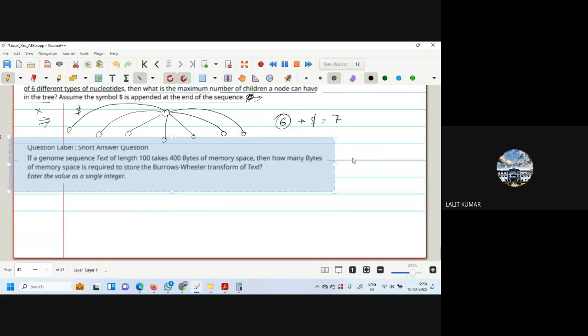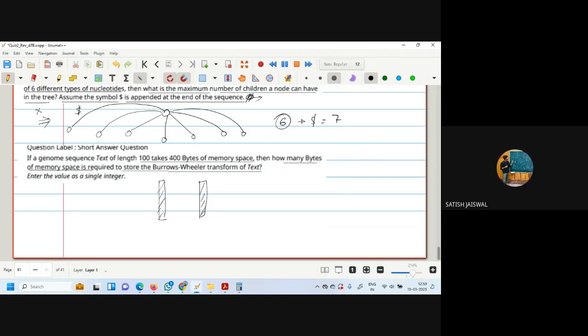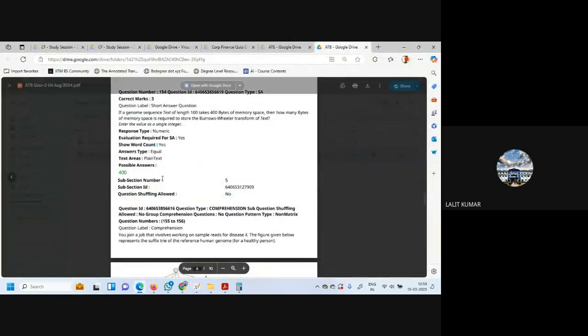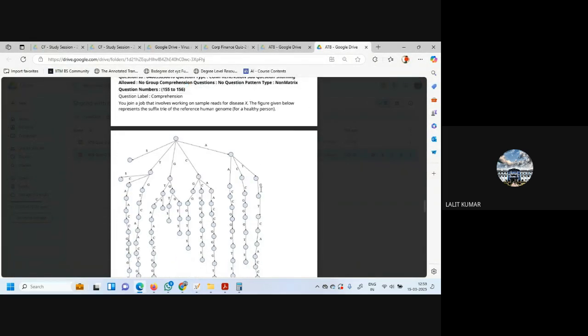If a genome sequence text of length 100 takes 400 bytes of memory space, then how many bytes of memory space is required to store the Burrows-Wheeler transformation of the text? It will be the same. The Burrows-Wheeler transformation changes only the order, but the number of entries remains the same. So it will be 400 bytes only. Yes, that's the answer. So it's correct again. Our understanding is correct.